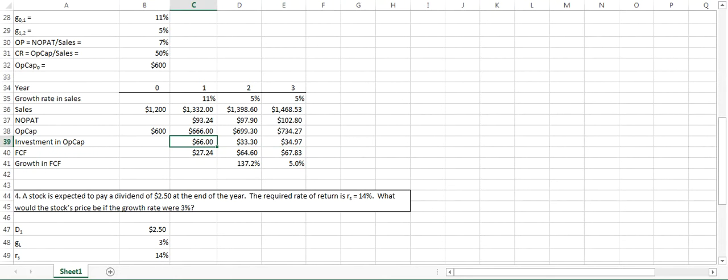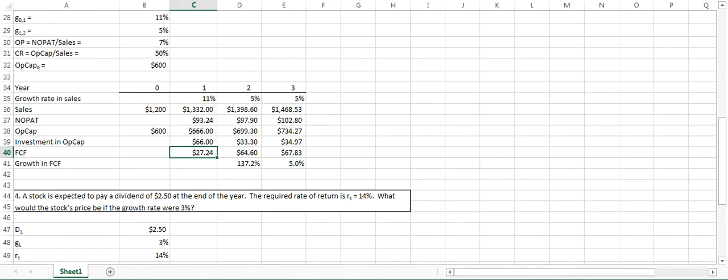Investment in capital is the difference between our operating capital for the year versus our previous year operating capital. So it's 666 minus 600 for year one, 669 minus 666 for year two, and 734.27 minus 699.30 for year three.